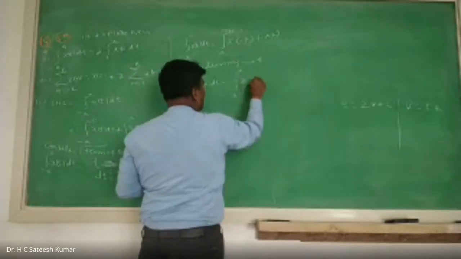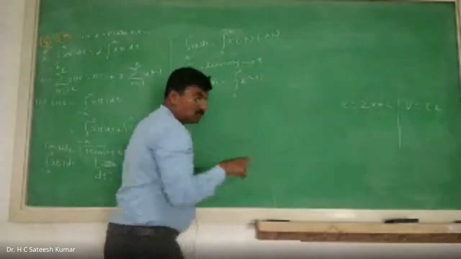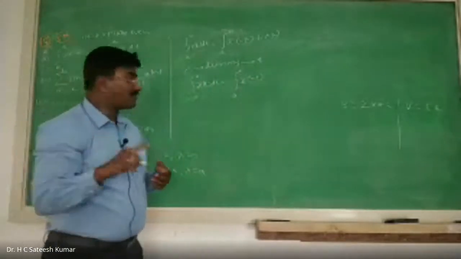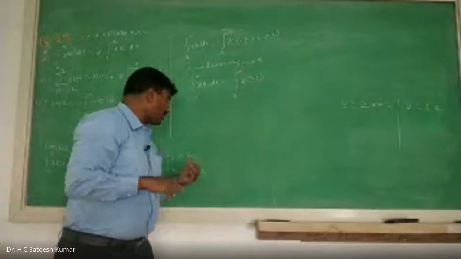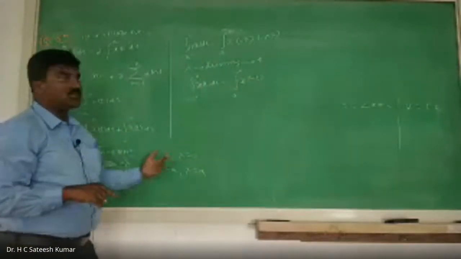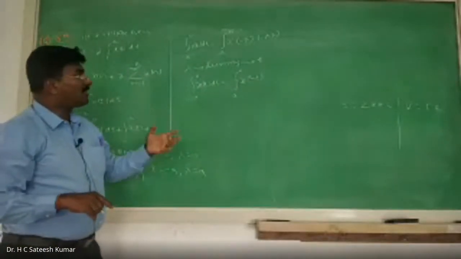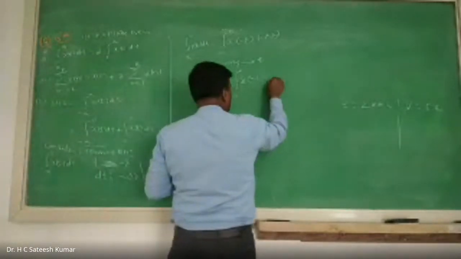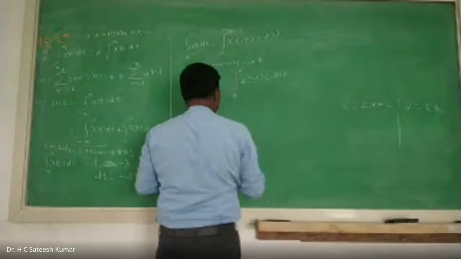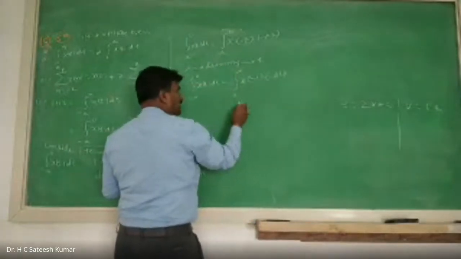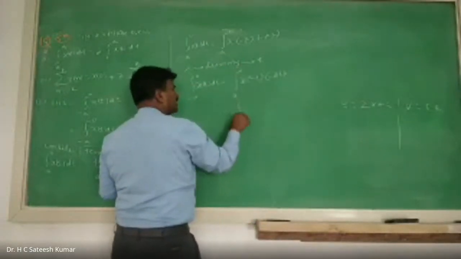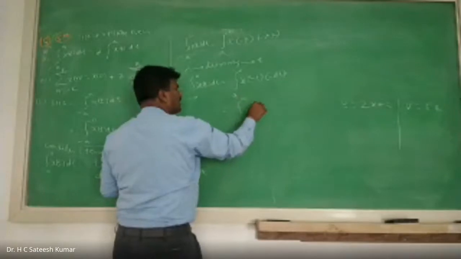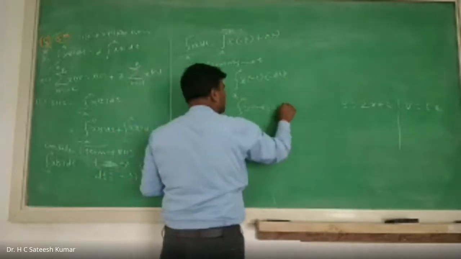Instead of lambda, it can be replaced by t. Don't do substitution. Substitution is different, lambda is different. When you are doing substitution, you will have to change the limits accordingly. But replacement means instead of lambda, I am applying t, that's all. x of minus t into minus dt. Since the minus sign is there, instead of minus a to 0, I can write it as 0 to a, x of minus t dt.